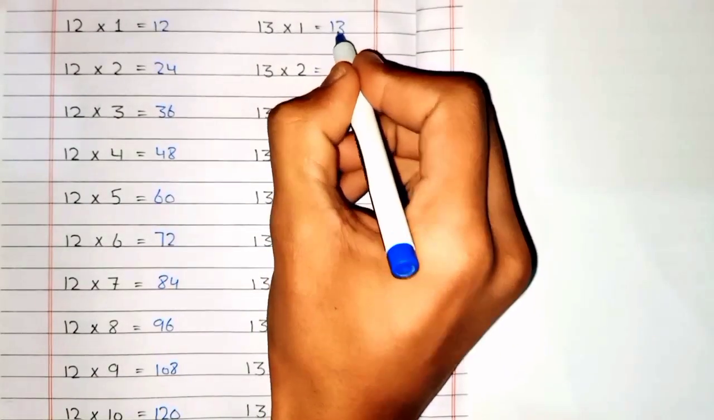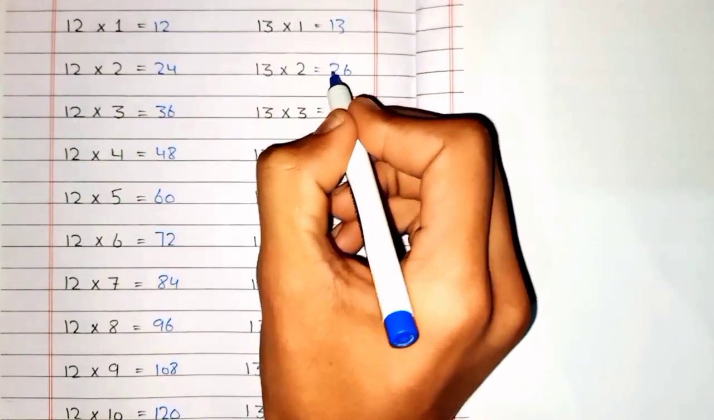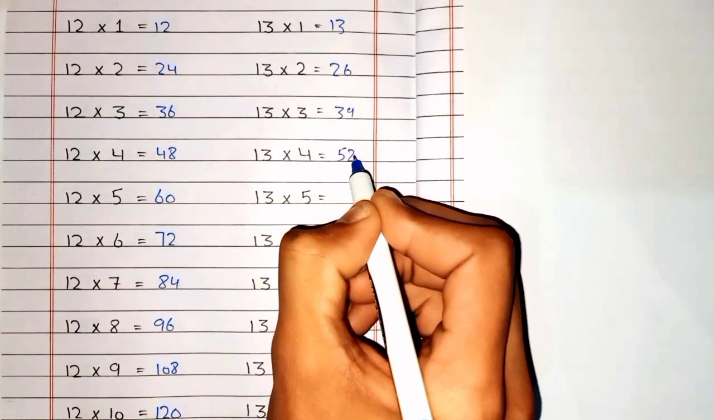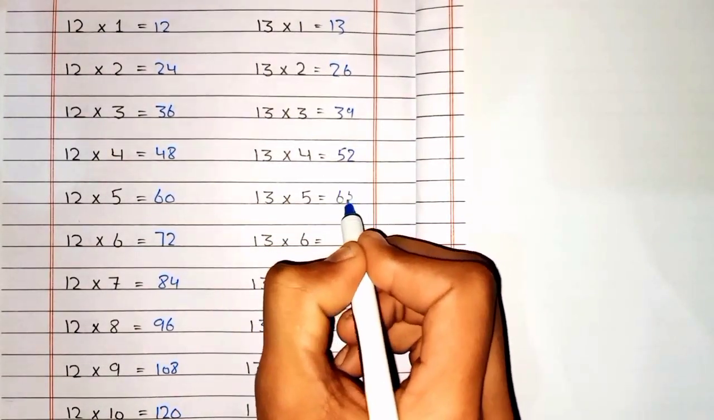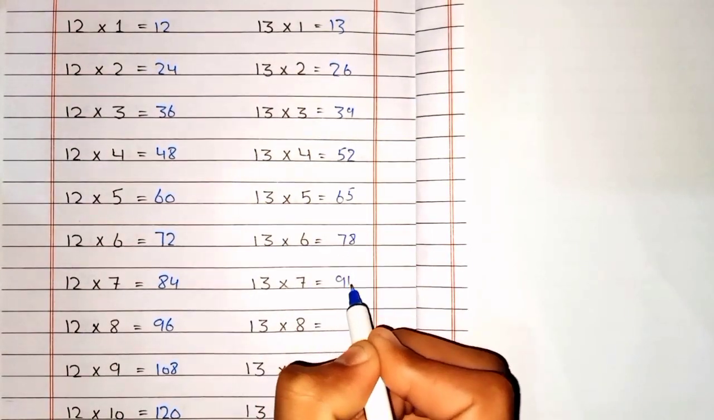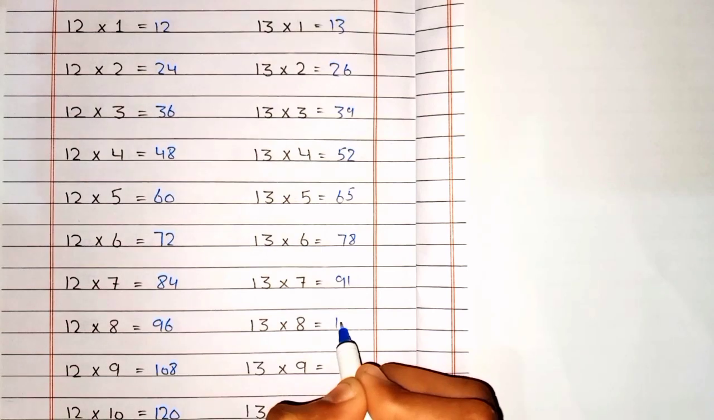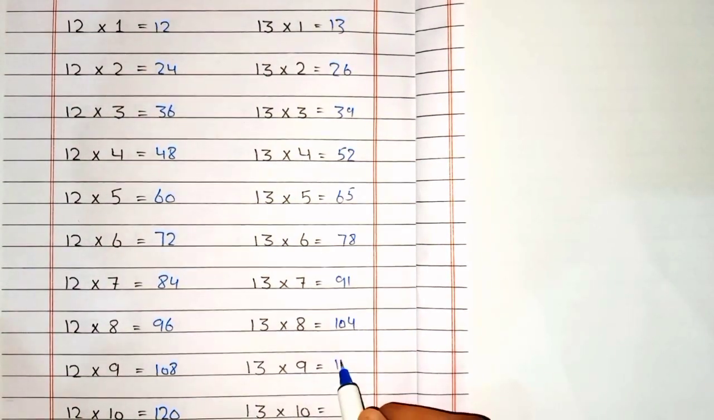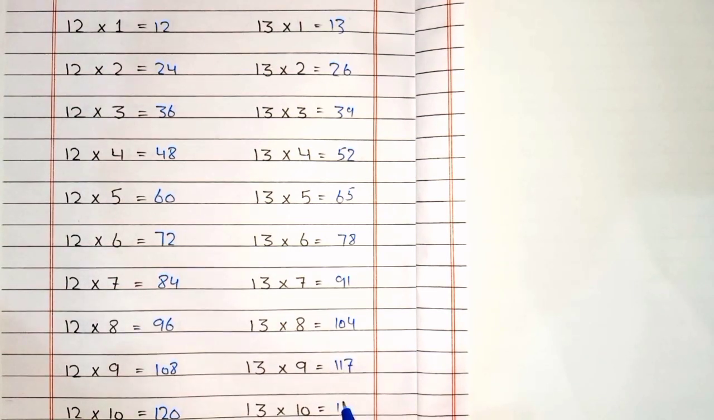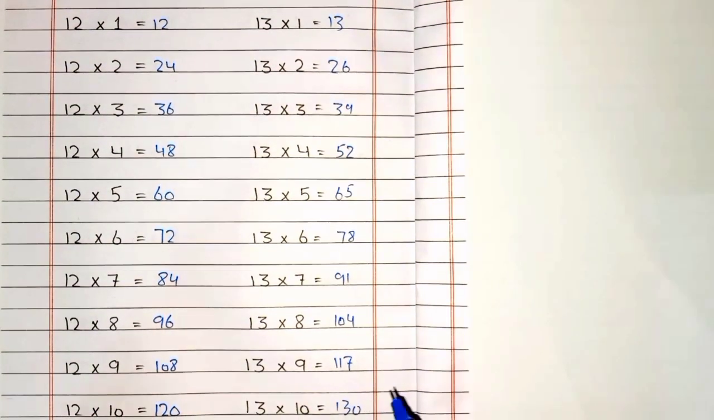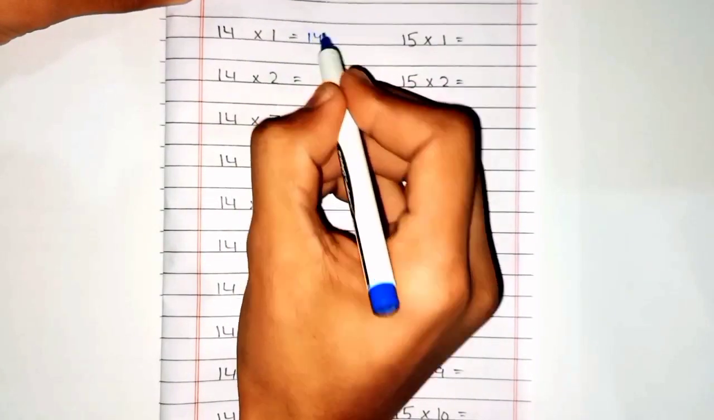Table of 13. 13 ones are 13, 13 twos are 26, 13 threes are 39, 13 fours are 52, 13 fives are 65, 13 sixes are 78, 13 sevens are 91, 13 eights are 104, 13 nines are 117, 13 tens are 130. Let's now do the tables of 14 and 15.